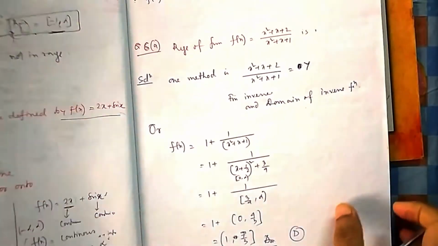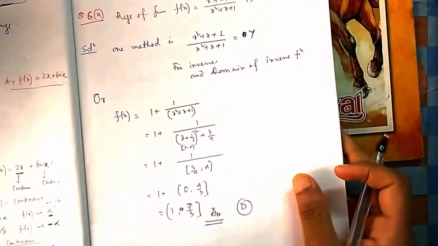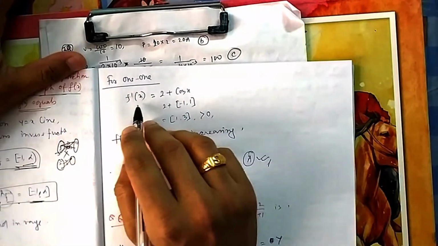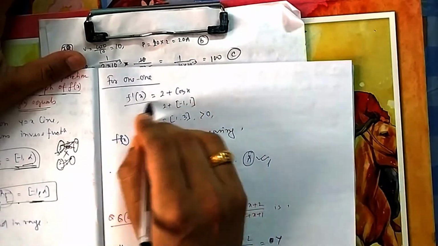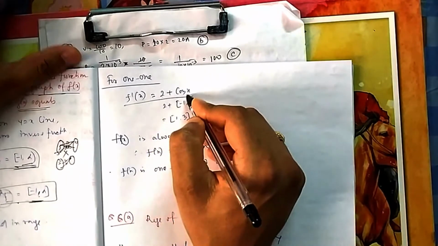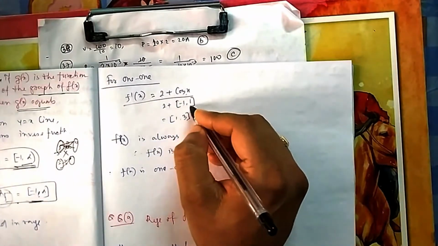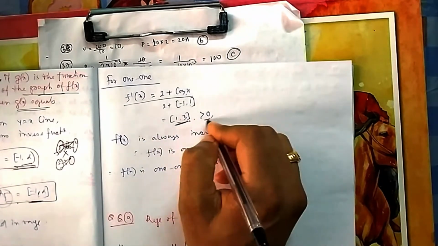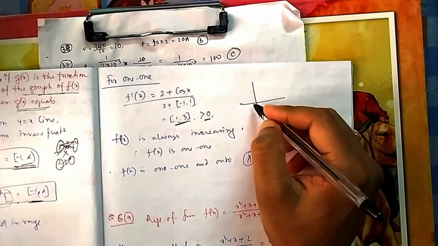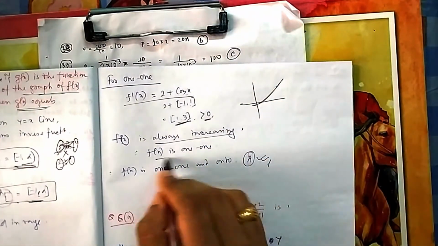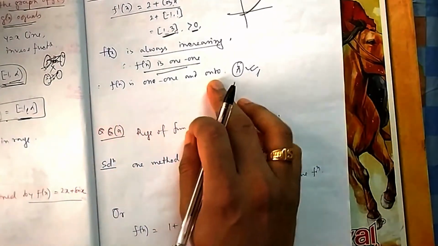For one-one you can take differentiation; those who have not gone through differentiation, just excuse. Those who know, you can easily differentiate it. If you differentiate it, you can see your derivative is 2 plus cos x. Now cos x ranges from minus 1 to 1, so this range will be 1 to 3. That means your derivative is always positive, so the function is always increasing. If the function is increasing, then f(x) is one-one. Therefore f(x) is one-one and onto.